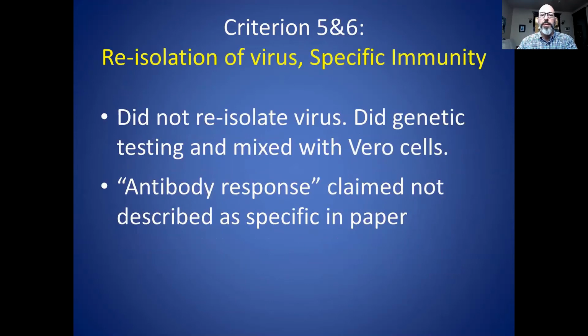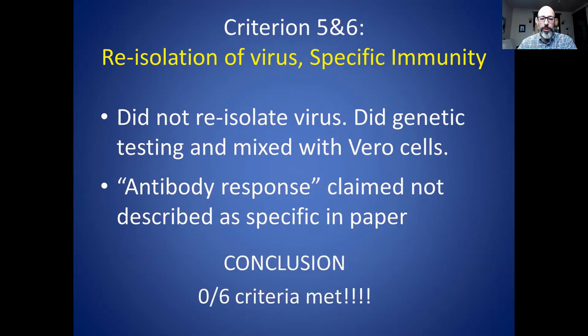So criterions 5 and 6, re-isolation of the virus and specific immunity. They did not re-isolate the virus. Instead, what they did was genetic testing. And once again, they took secretions from those macaques and mixed them with vero cells in culture with antibiotics, just as the original procedure. So there was no isolation in that. And they did say that there was an antibody response, but they did not describe the specificity of that or test it against other antigens to determine that. So in conclusion, they met 0 of the 6 criteria.